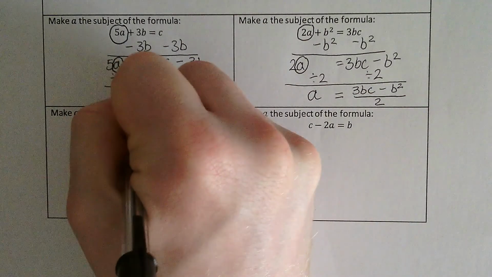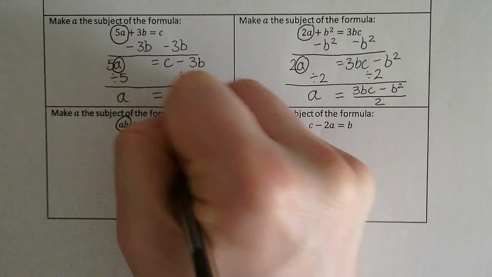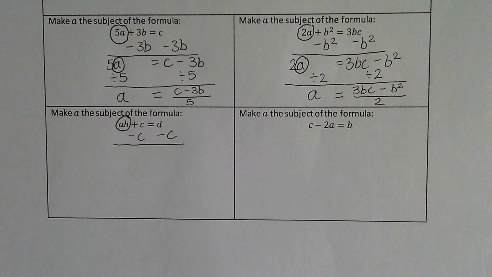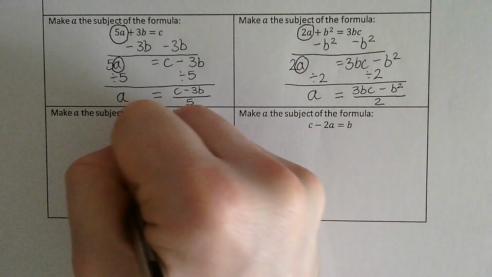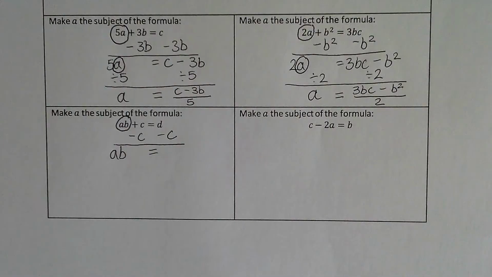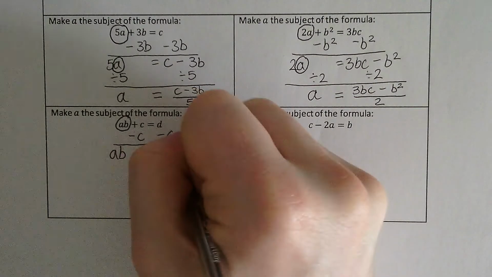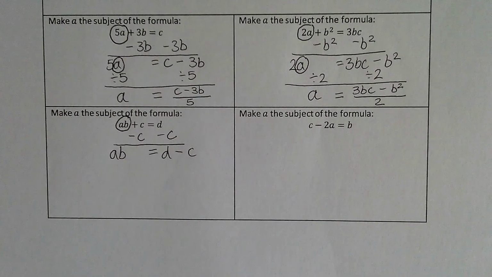Our next question is making a the subject of the formula ab plus c equals d. Again, we start by isolating the term that contains the variable that we're interested in. So we need to get rid of the add c by subtracting c from both sides of the formula. ab will drop down. Add c, take away c will cancel.